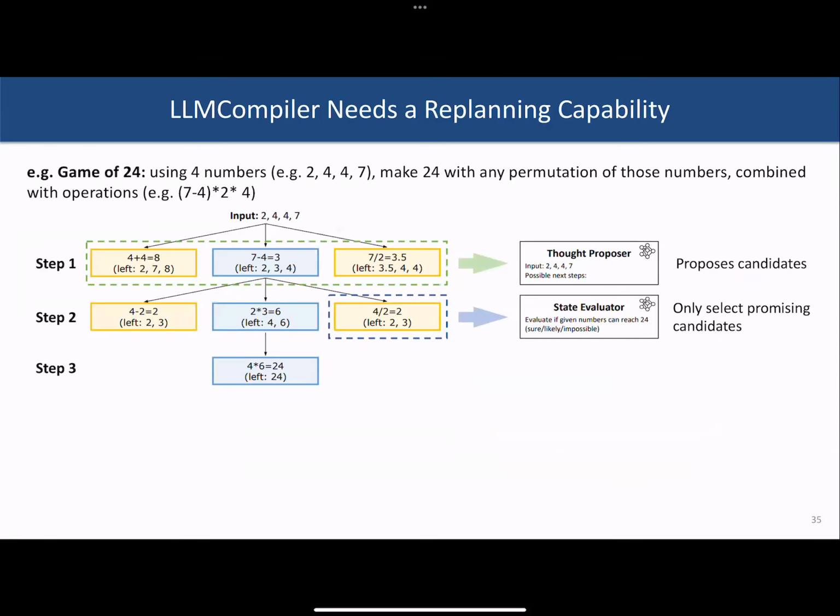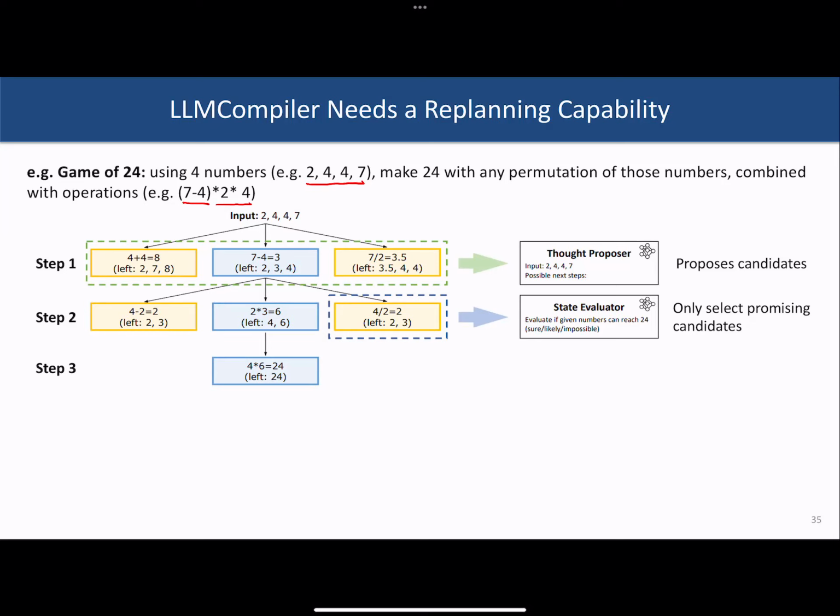So here's an evaluation method that we used to evaluate the replanning capability of LLMCompiler. We used the game of 24, which was introduced as one of the benchmarks in the Tree of Thoughts paper. It's more of a logical task. You're given 4 different numbers, and you have to make 24 out of any combination with any type of mathematical operations. So here in this case, maybe you can subtract 4 from 7 and then multiply by 2 and 4 to make 24.